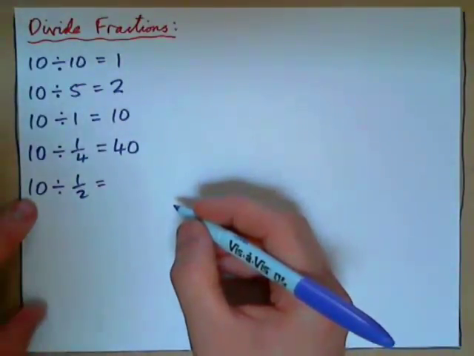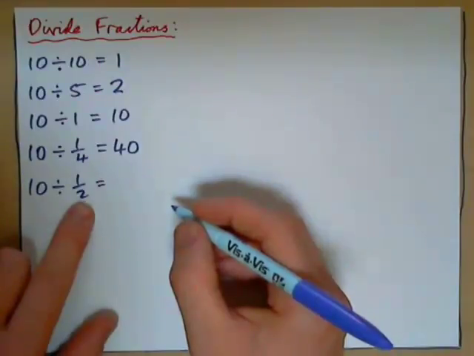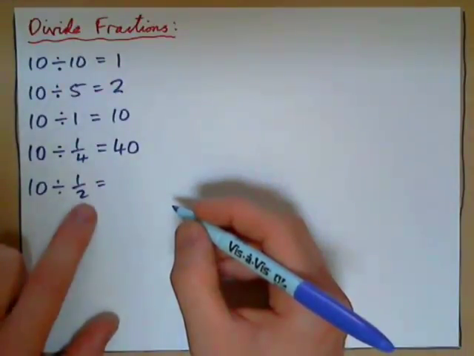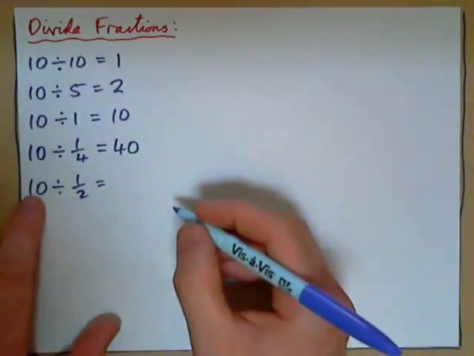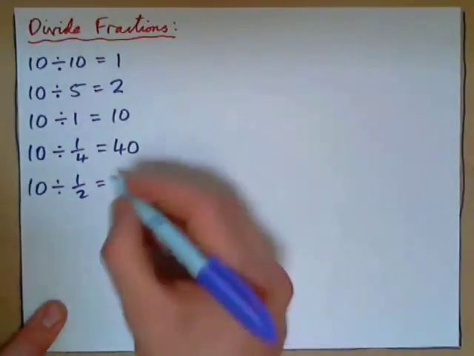If you had 10 cups of sugar to put into a big cake, how many half cups would that be? How many half cups of sugar in 10 cups of sugar? Right? 10 divided by 1/2. Press pause, write down the answer.